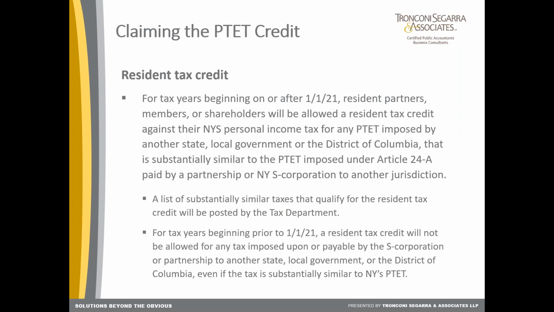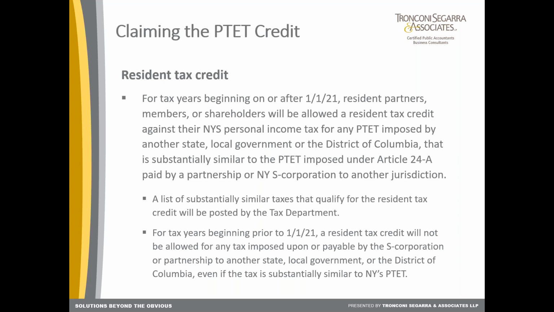Resident tax credits. New York, beginning on or after 1/1/21, resident partners, members, or shareholders will now be allowed to take a resident tax credit against their New York State personal income tax for any PTE taxes imposed by another state, local government, or District of Columbia that is substantially similar to the PTET imposed by New York State. A list of substantially similar taxes that qualify for the resident tax credit will be posted by the tax department. I don't believe they posted anything yet, so we'll have to keep an eye out for when that comes out, and we'll see what they consider substantially similar.